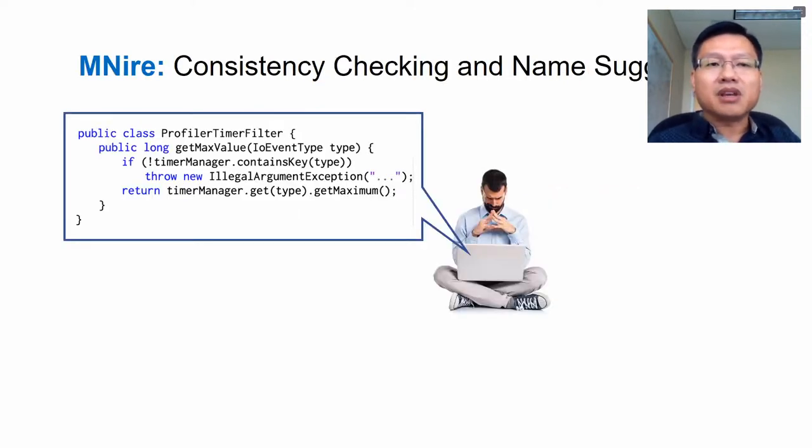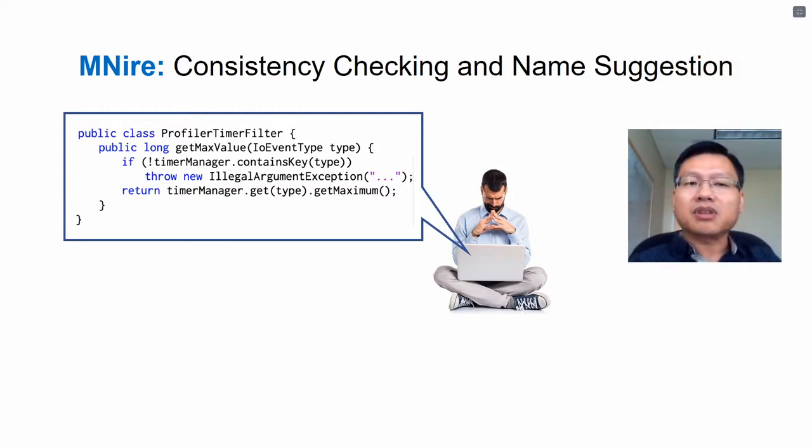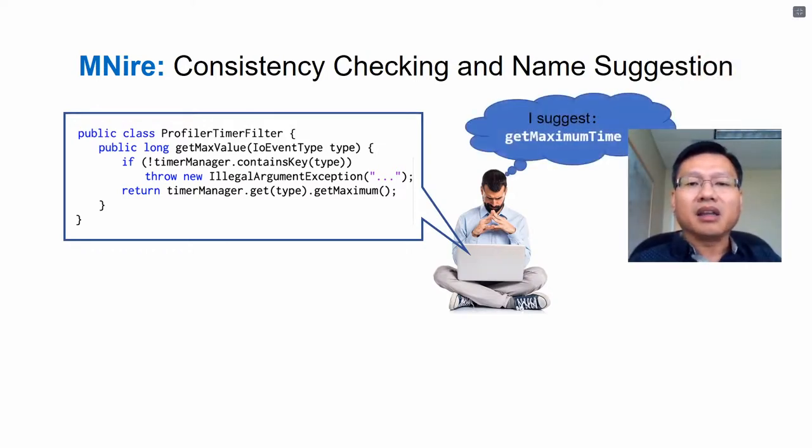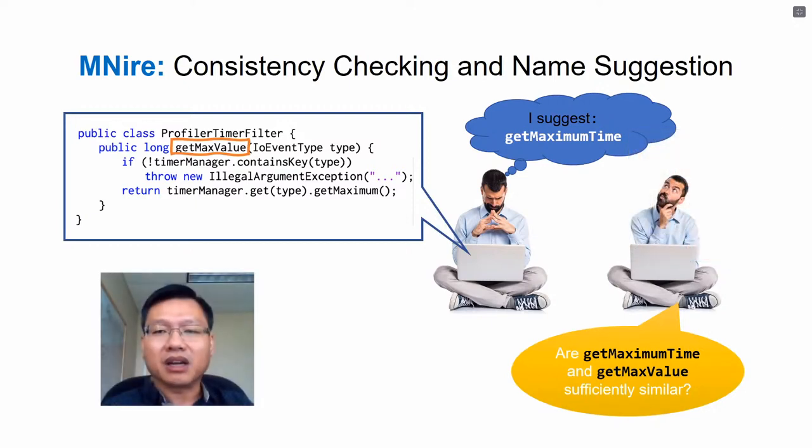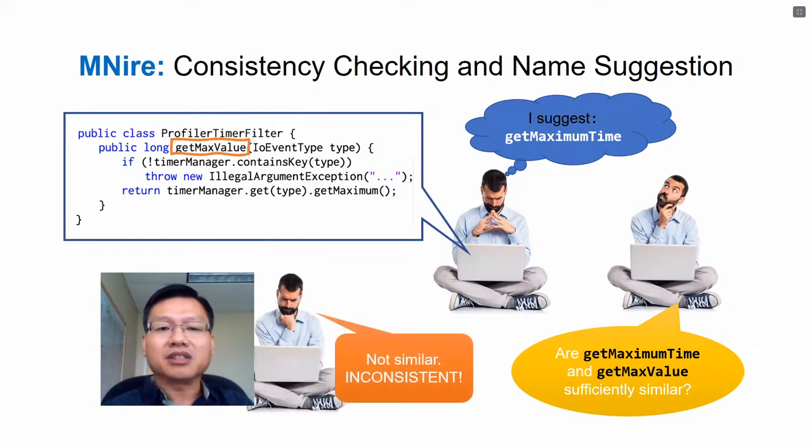Therefore, in this work, we propose an approach called MNIR, method name inconsistency and recommendation. The approach takes the methods and suggests the method name, for example, getMaximumTime, and then checks to see if the suggested name and the current name are sufficiently similar. If not, it will say, hey, it's an inconsistency, and recommend an alternative name for the method.